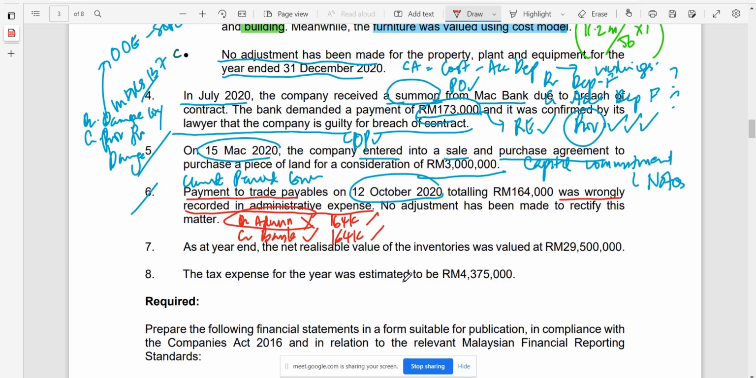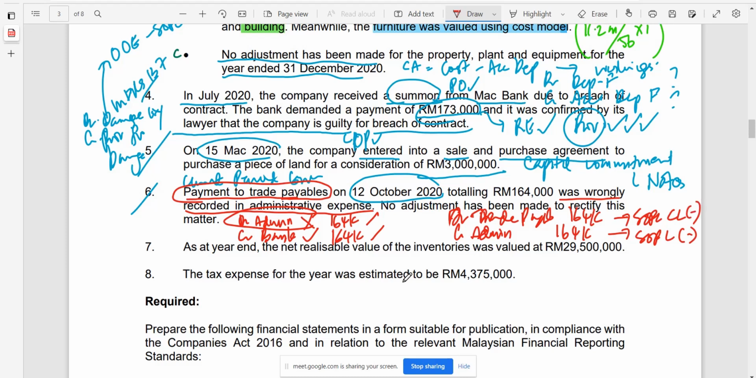So to correct them, you will credit the admin expense, removing the error. How much? 164. And you will debit that to the correct account, which is the trade payable, because the payment is for the trade payable. So I put here trade payable, 164. Make sure you adjust this in your SOPL under your admin expense. Remove it. And adjust the trade payable under current liabilities.